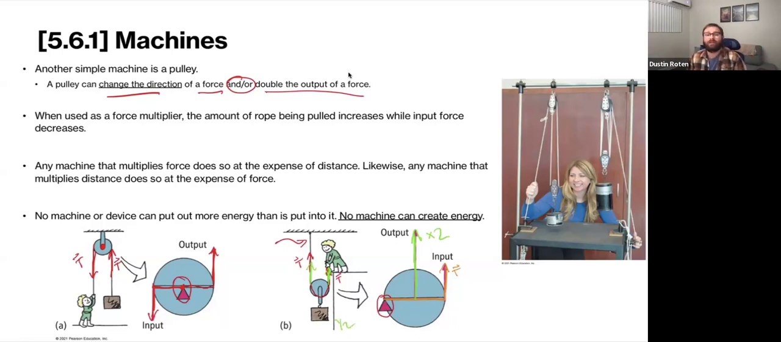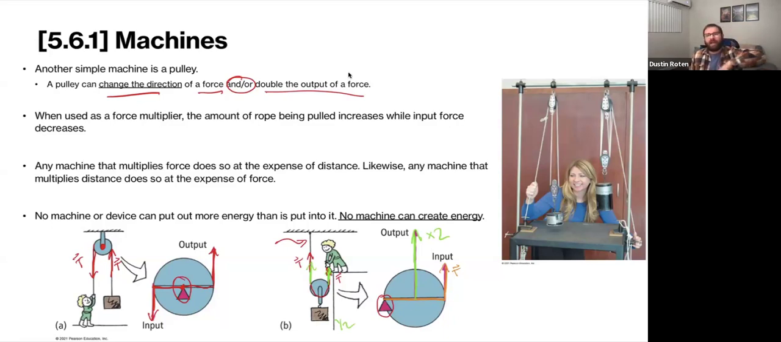Right? So if you only lift 100 newtons, but you have a 200 Newton box, you can loop your rope through your pulley, then lift this way, and then it'll cut the 200 newtons into just a 100 Newton force you need to apply.